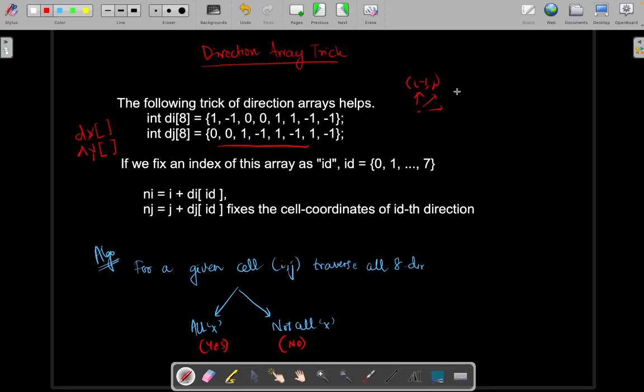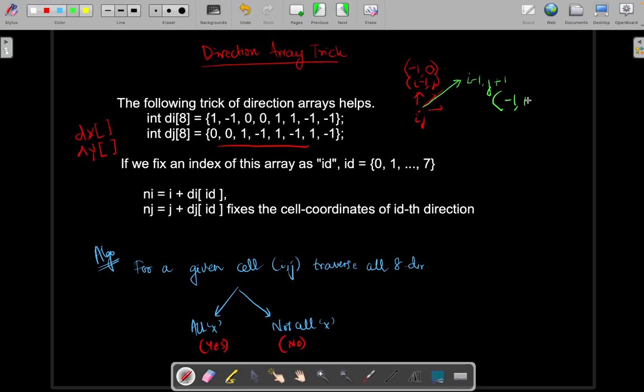And if we are going in this direction, let's make it green. If we are going in this green direction, then the row will be decremented by 1 again, but the column now will be incremented by 1. So we can encode it as minus 1 and plus 1, right? These are the contributions to those respective directions.